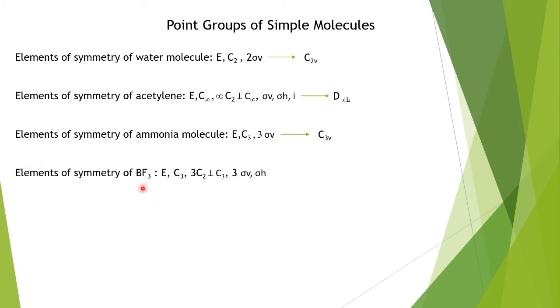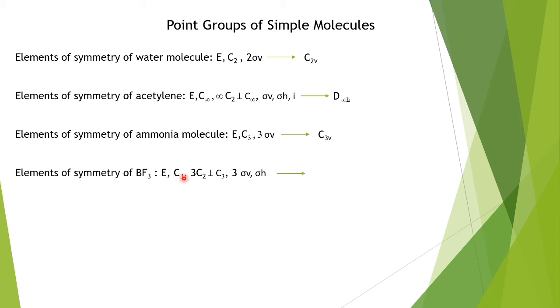Next one, here we have the symmetry elements of BF3. Here we have identity element E, C3, 3 C2 perpendicular to C3, 3 sigma V and sigma H. Here also it's similar to acetylene. We have E, Cn, n C2 perpendicular to C3 or Cn. Then the notation will be capital D. And here, from where did we get this infinity? Infinity is from C infinity. Okay, and H is because it has a horizontal plane of symmetry, so it is D infinity H.